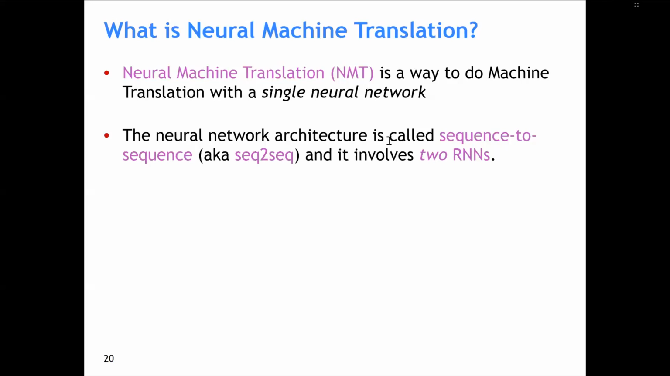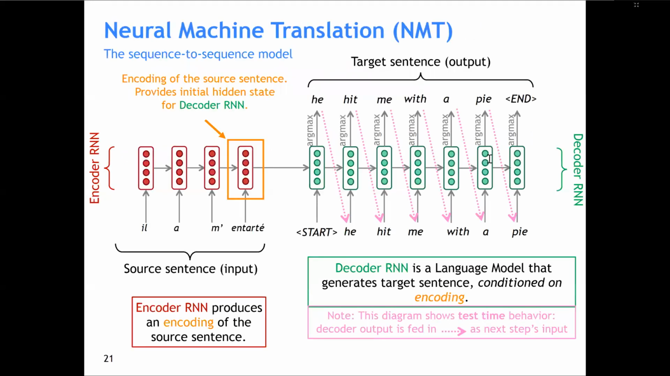The architecture specifically proposed for machine translation is called sequence-to-sequence, and it involves two recurrent neural networks. Why sequence-to-sequence? Because language is a sequence, so we map a sequence of words from your source language to a sequence of words in your target language. Here is what it looks like for neural machine translation.